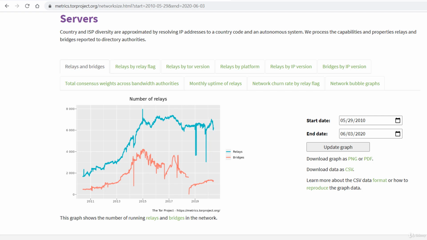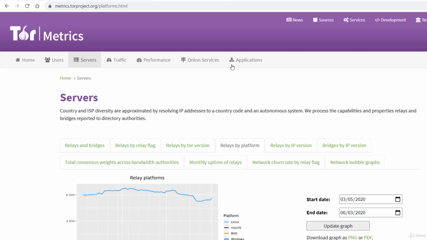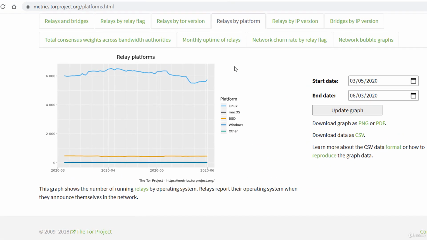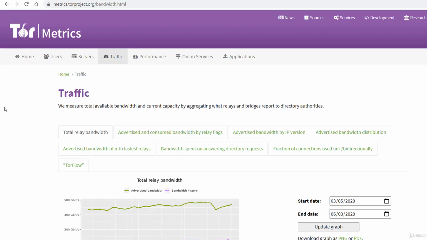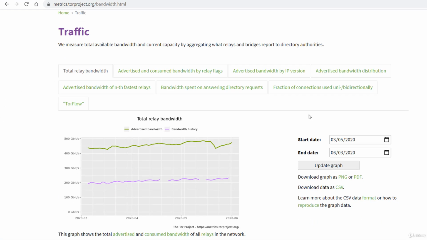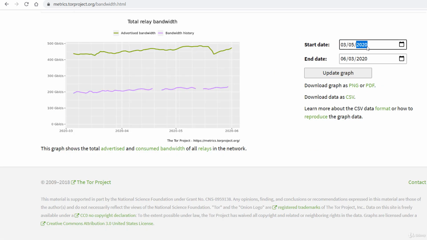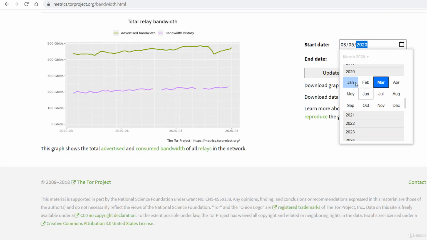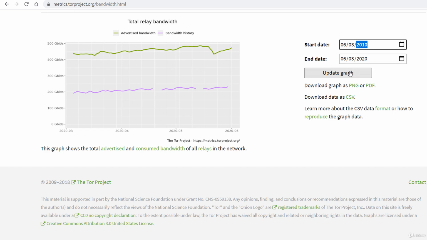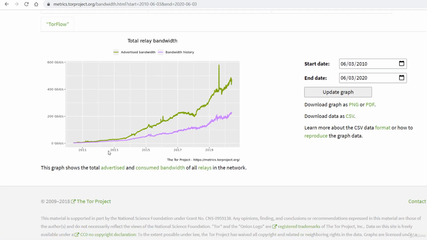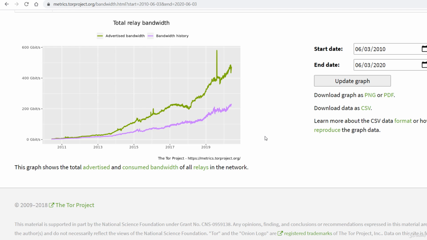We can see a lot of statistics about the Tor network anytime we want at metrics.torproject.org. For example, let's see the relays by platform. And we notice that the vast majority run Linux. Let's take a look at the traffic over a period of time. For example, for the last 10 years. And we see that the total relay bandwidth has increased continuously over the years.